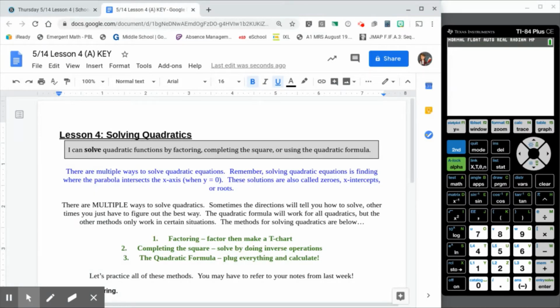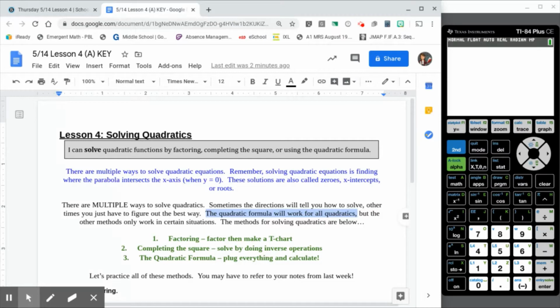There are multiple ways to solve quadratics. Sometimes the directions will tell you how to solve, other times you just have to figure out the best way. So what I mean by that is that the directions might just say solve, or they could say solve by completing the square, solve by using the quadratic formula. So sometimes you have to determine what's going to be the best method, other times it will tell you how to solve. The quadratic formula will work for all quadratics, but the other methods only work in certain situations.